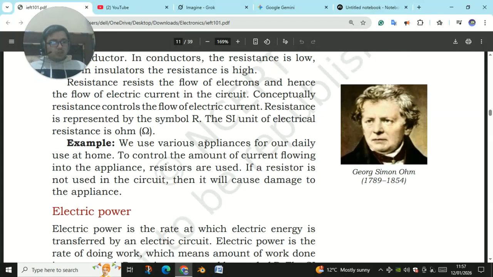For example, we use various appliances for our daily use at home. To control the amount of current flowing into the appliances, resistors are used. If a resistor is not used in the circuit, then it will cause damage to the appliance. George Simon Ohm.